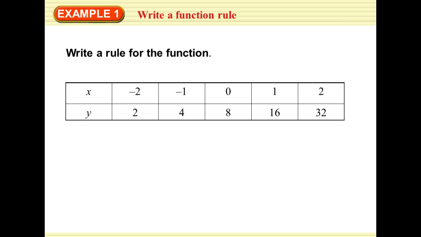Here's a function, okay, and then here's an input-output table. So I've got x is -2, -1, 0, 1, and 2. That's my domain, my input, and my range, or the output, would be y is 2, 4, 6, 8, 16, or 32. All right.